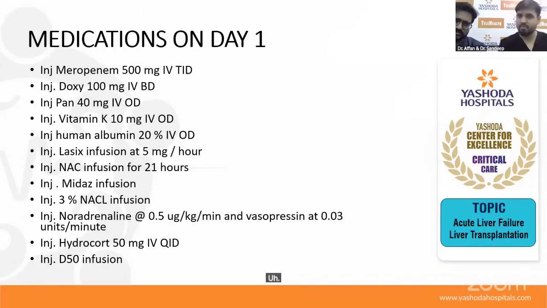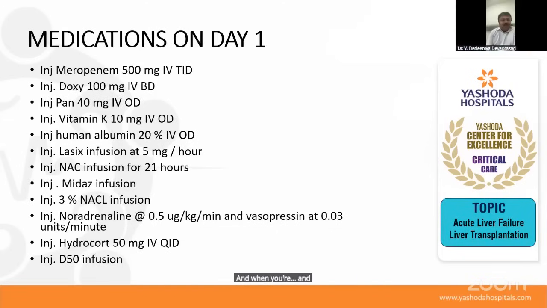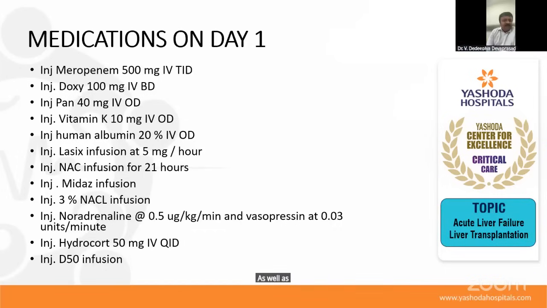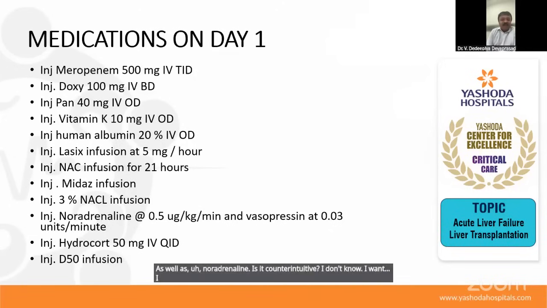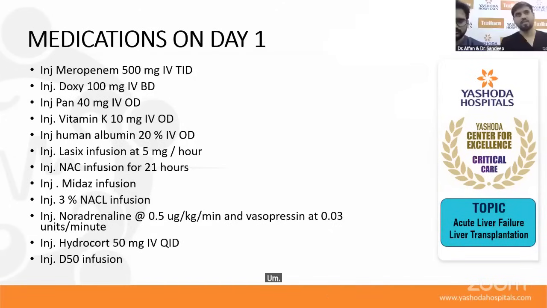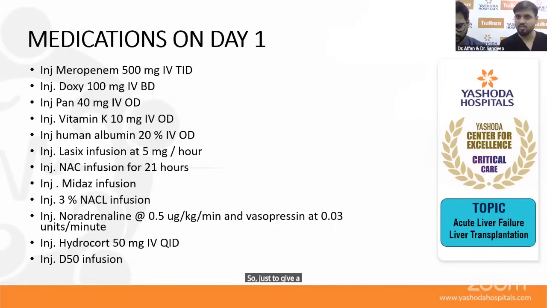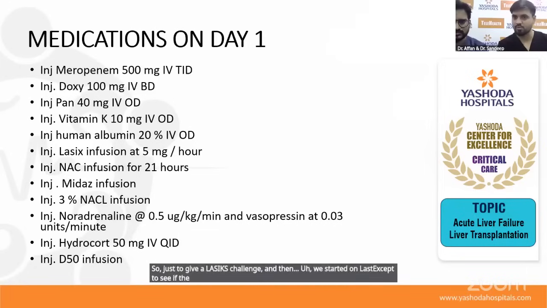Sir, hypoalbuminemia related third space loss, and I was not able. And you're thinking in terms of HRS, I mean, elevated creatinine you said. Okay, fine. Why are you using Lasix as well as noradrenaline? Is it counterintuitive? I want to understand the rationale. Sir, actually, the urine output was 30 to 35 ml. My MAP was maintaining at more than 65 with the help of vasopressor support. So, just to give a Lasix challenge, we started Lasix, sir, to see if the output improves with the help of Lasix.